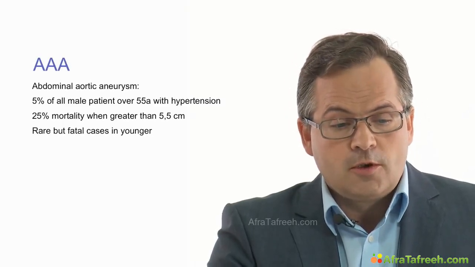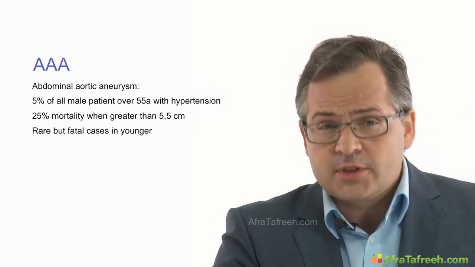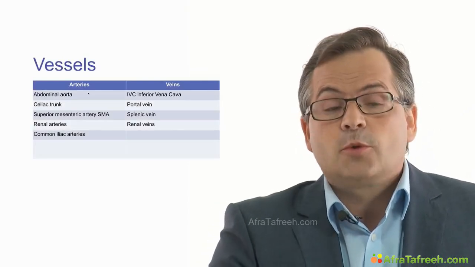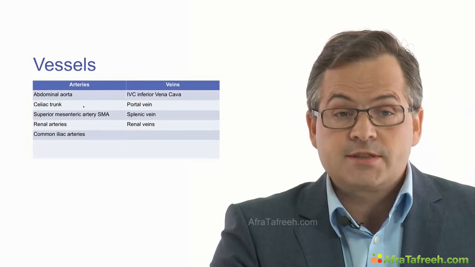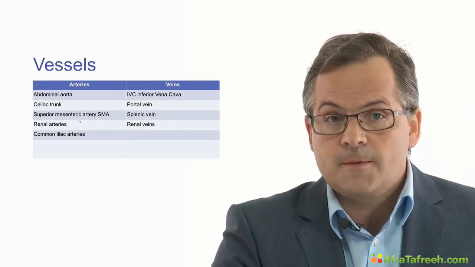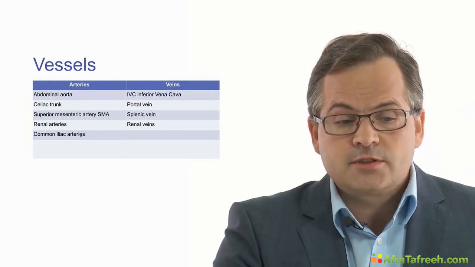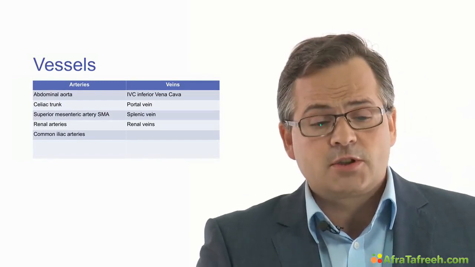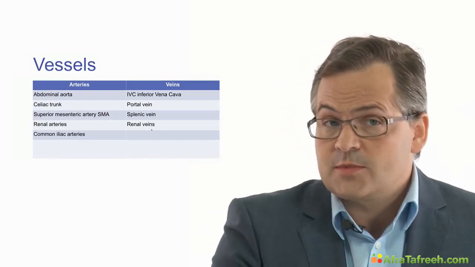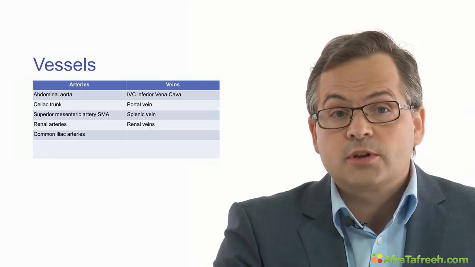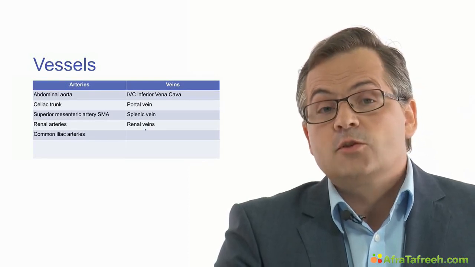We know mid-aged male patients with hypertension and smoking history are at risk of suffering from aortic aneurysms. What are the vessels we are going to scan? The abdominal aorta, of course, and its branches, the celiac trunk, and the superior mesenteric artery, so-called SMA, and the renal arteries and common iliac arteries. But there are also some veins which are very important, and we can use them as landmarks. So we have to look for the IVC, the inferior vena cava, portal vein, splenic vein, and the renal veins.